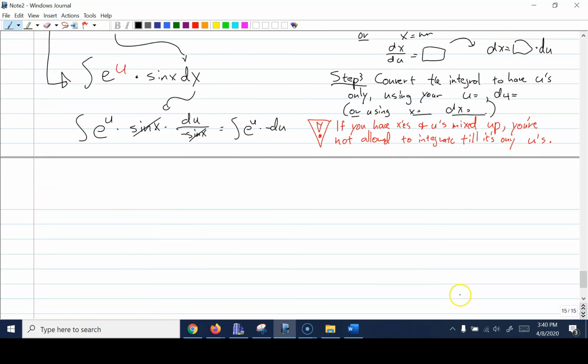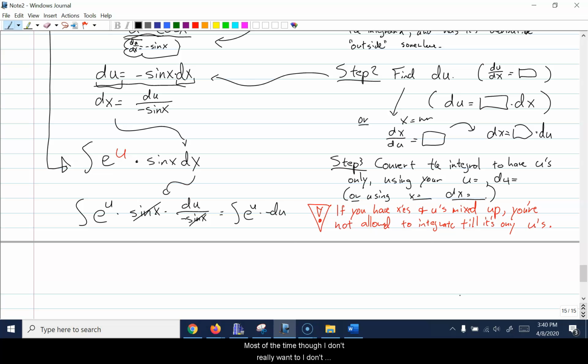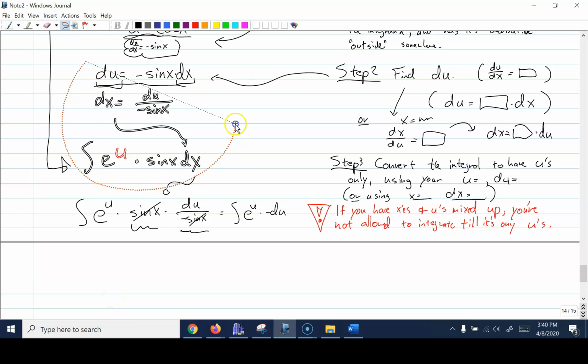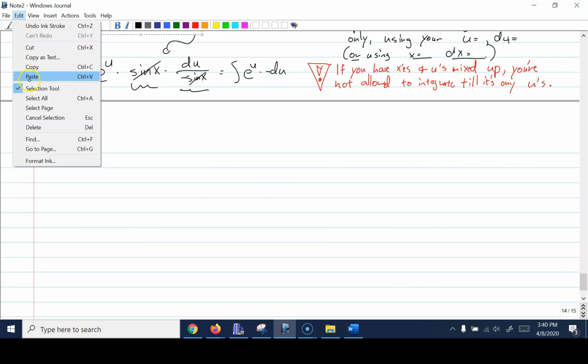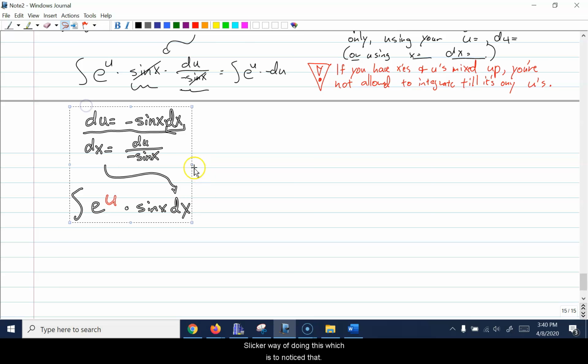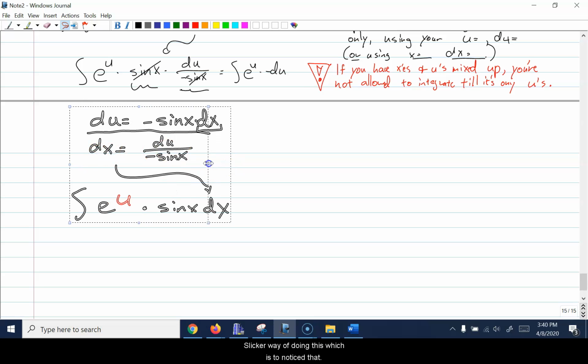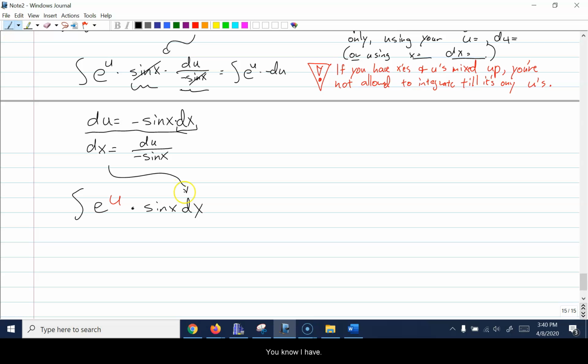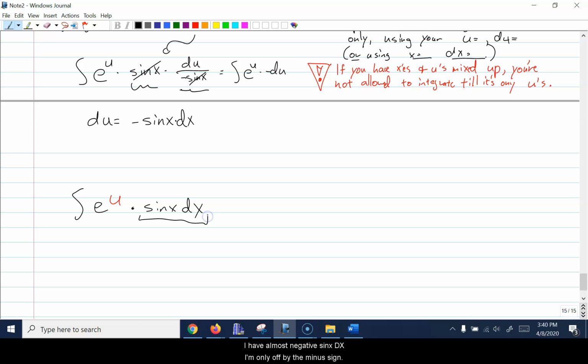That works. Most of the time, though, I don't need to have this whole sine x canceling thing. It's better to notice that, let's copy this stuff. There's sort of a slicker way of doing this, which is to notice that I have du is negative sine x dx. I have almost negative sine x dx. I'm only off by the minus sign.